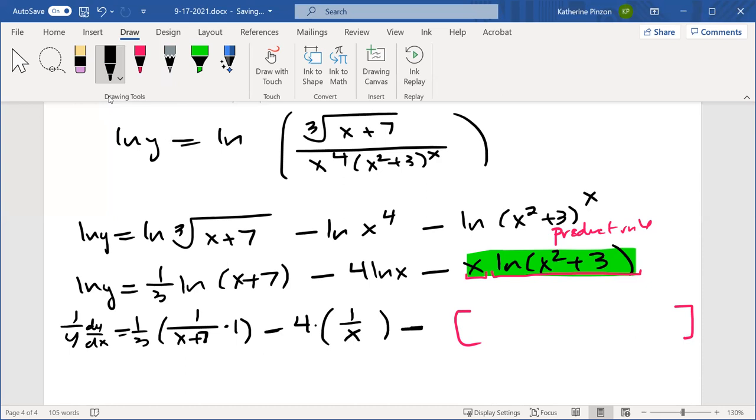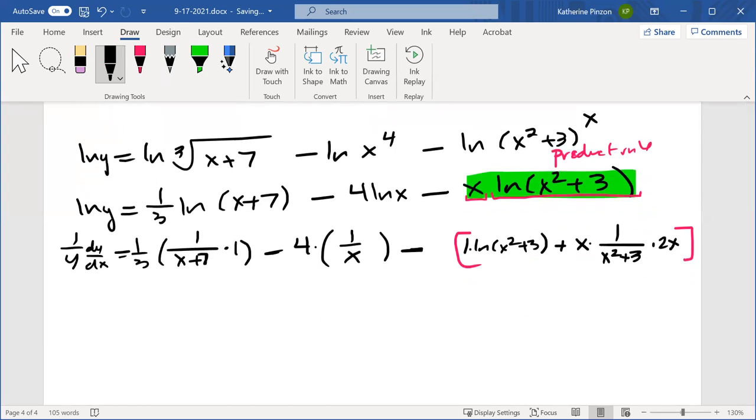And this one is that product rule that we just did, right? Derivative of the first is 1, leave the second alone. Notice those big brackets, right? I have those big brackets because I want both pieces of this product rule to get subtracted in the end. Plus x times 1 over x squared plus 3 times 2x.